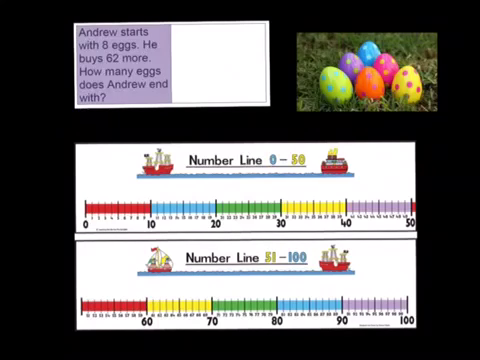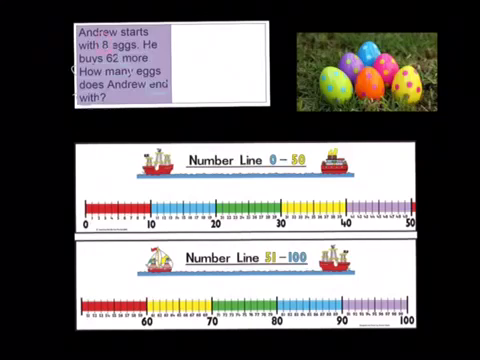How did you go? Let's look at the key language that tells us whether we're going to add or subtract. Andrew starts with 8 eggs. He buys 62 more. So we know more means we're going to add numbers together. And how many? It's asking us to put the parts together. How many eggs does Andrew end with? That's important too because it doesn't say how many does he start with. It says how many does he end with. The other important information in this word problem is the number 8 and the number 62.